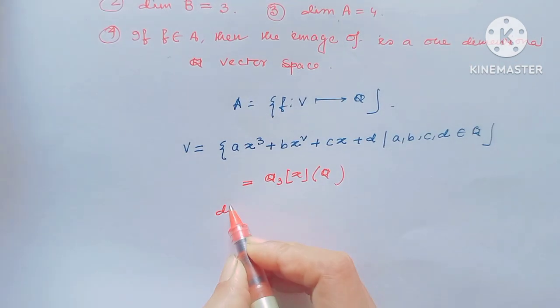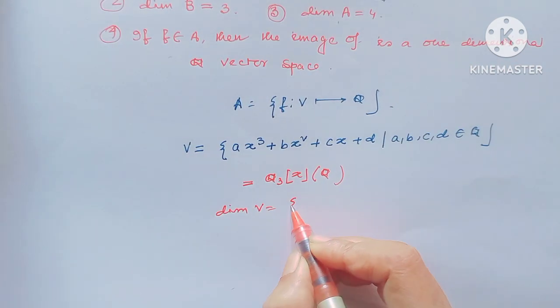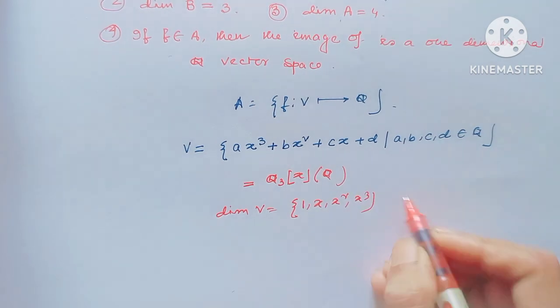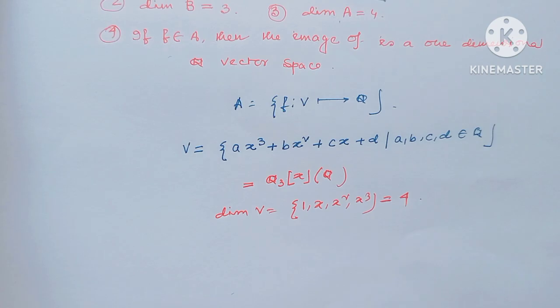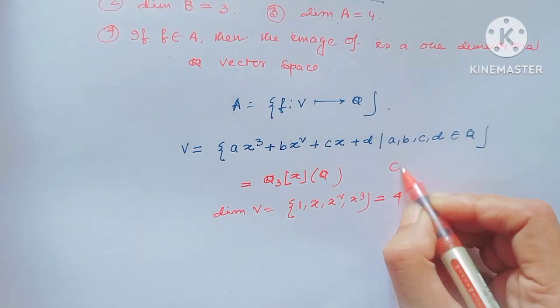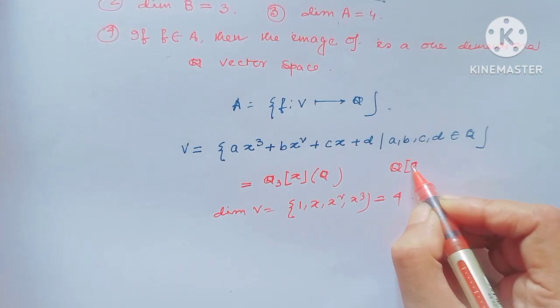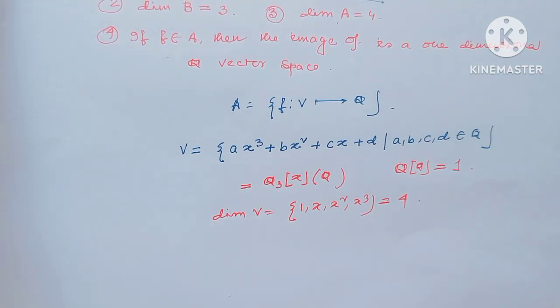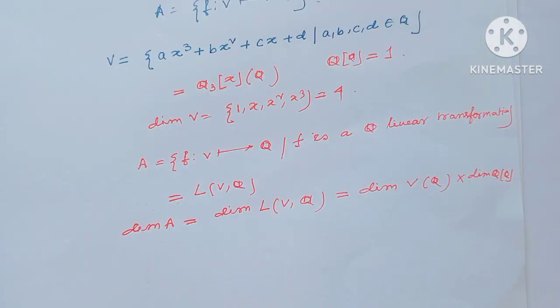Then the dimension of V, since V is generated by 1, x, x squared, x cubed, is actually 4. And Q over Q, this dimension is 1. So let f be a function mapping from V to Q, where f is a Q-linear transformation, that is, a linear transformation from V to Q.